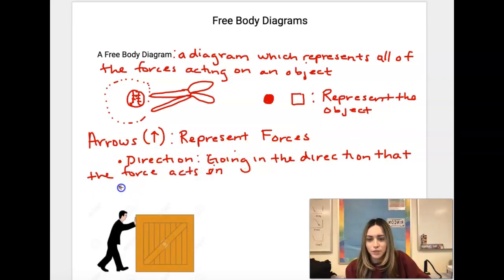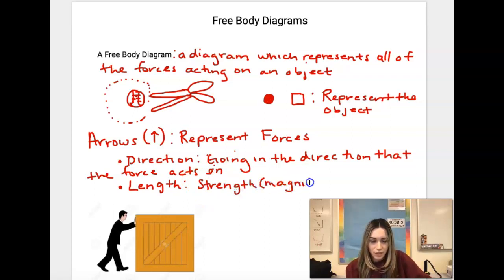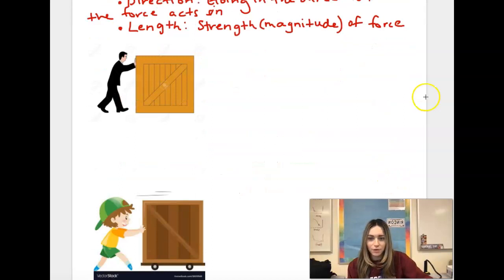The second thing to keep in mind is the length of the arrow. The length of the arrow represents the strength, or the magnitude, as we call it, of the force. Longer arrows mean larger or stronger forces. Shorter arrows mean weaker or lower magnitude forces. Now that we know what a free body diagram is and the parts that make one up, let's look at an example of how to take an object out of reality and create a diagram that shows all of the forces acting on it.